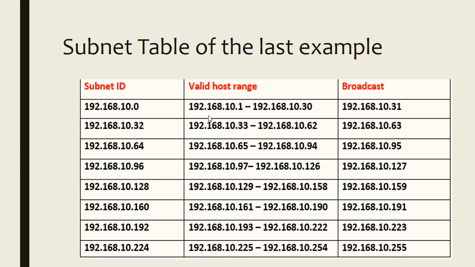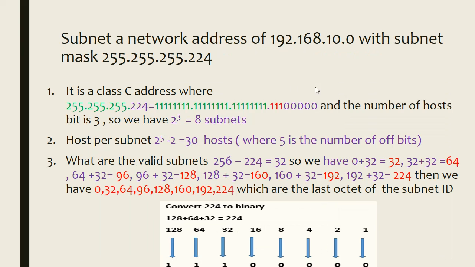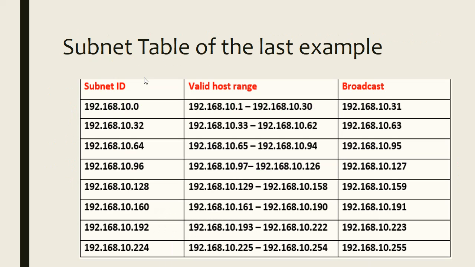So I'm having 192.168.10.1, 33 to 62, 65 to 94, 97 to 126, 129 to 158, 161 to 190, 193 to 222, 225 to 254. Now we can note that each and every difference is just 30 hosts per subnet. So from here we have successfully subnetted this IP address with this subnet mask to this.